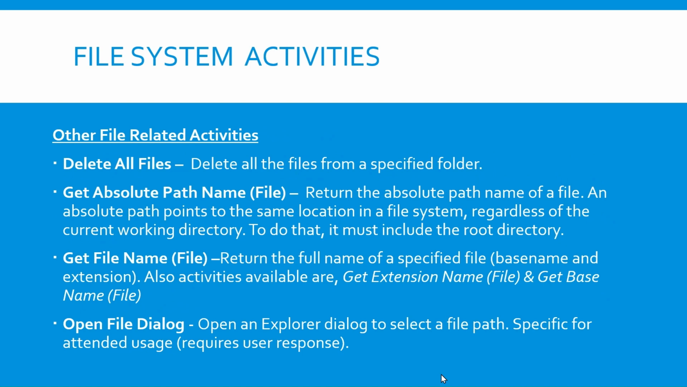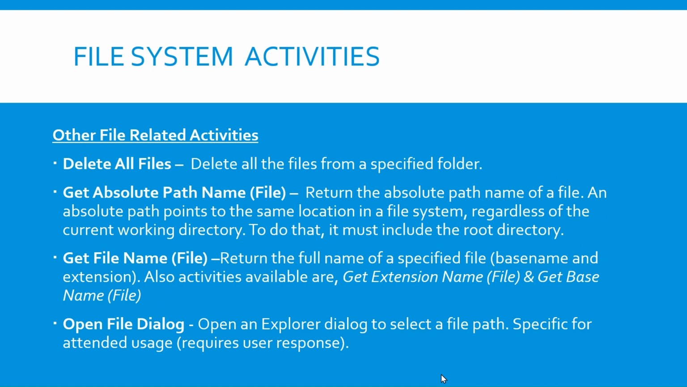These activities are delete all files, which deletes all the files from a specified folder. Get absolute path name file returns the absolute file path starting from the root directory. Then there is an activity called get file name file. This returns the name of the file along with the base name as well as the extension name. For example, in the case of a file called test.txt, test is the base name and txt is the extension name.